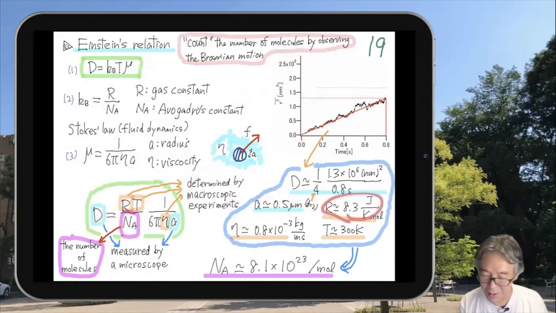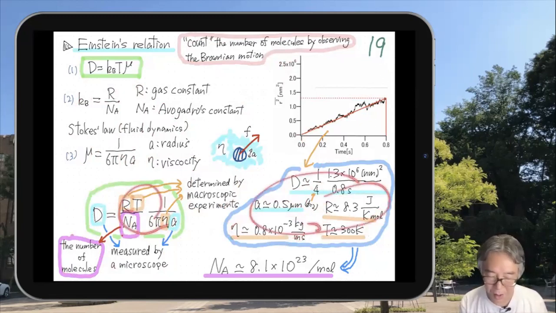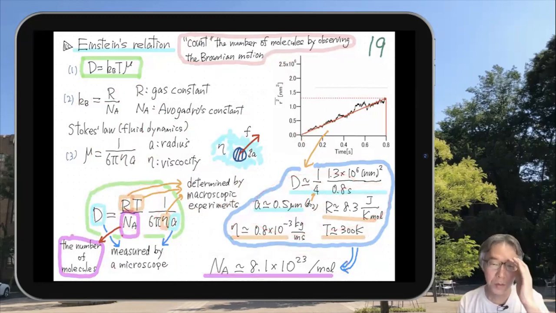And this is a gas constant, this is a temperature, and eta, you can look up. This is the viscosity of water. So if you just plug in everything here, you get this number for Avogadro's constant. And of course, the actual value is 6 point something times 10 to the 23rd. So of course, it's not exactly the same. But look, from this very rough experiment, we get the correct order and more or less correct value.